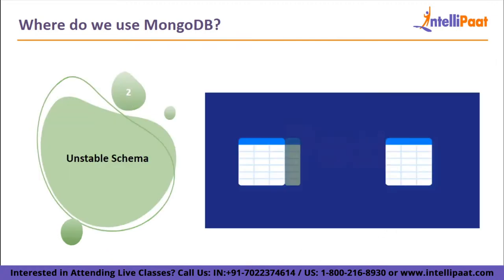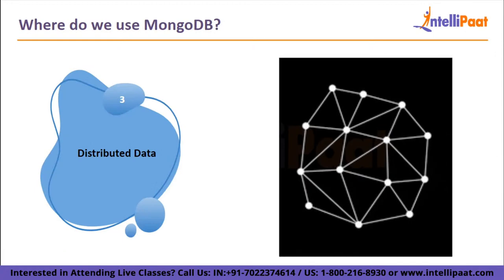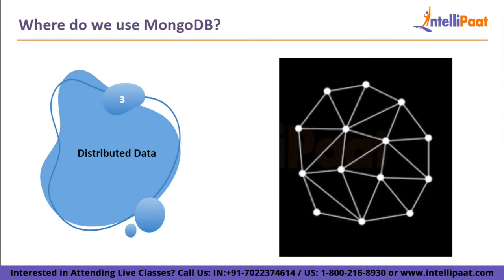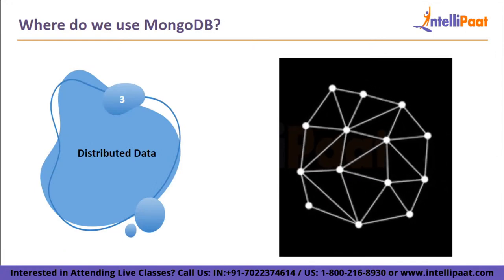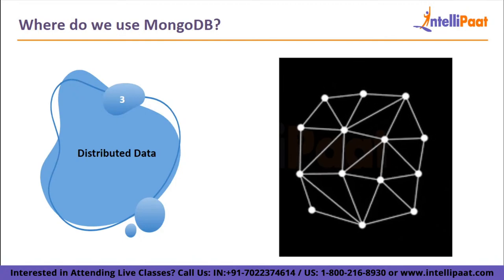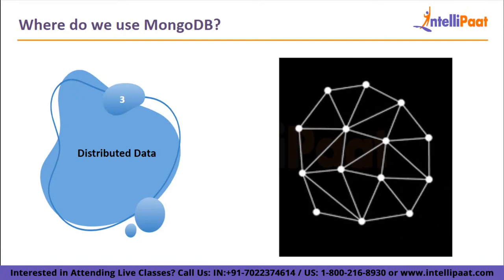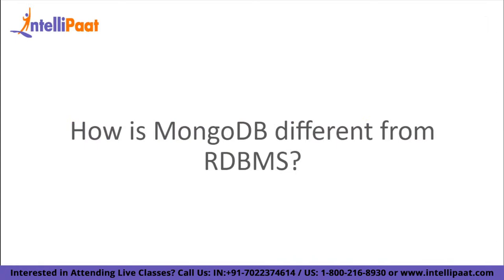Next, we have unstable schema. While MongoDB lacks a schema, RDBMS makes it difficult to add a new column. It will be very simple to add a new field in MongoDB and it won't affect older documents. Next, we have distributed data. Since numerous copies of the data are kept on many servers, even in the event of hardware failure, data recovery is quick and secure. Now let's see how MongoDB is different from RDBMS.